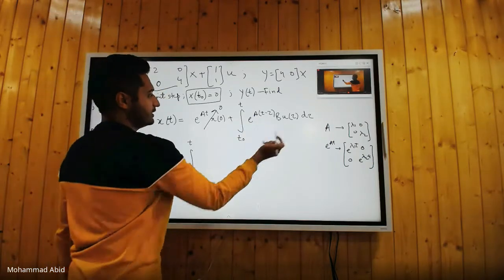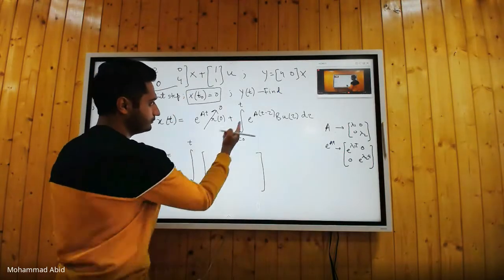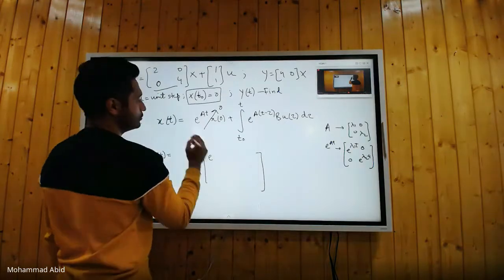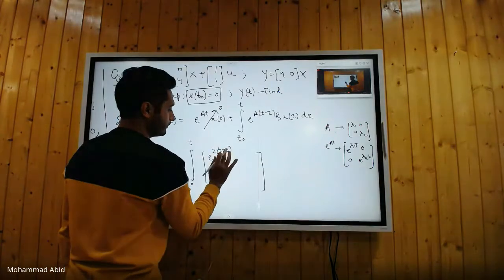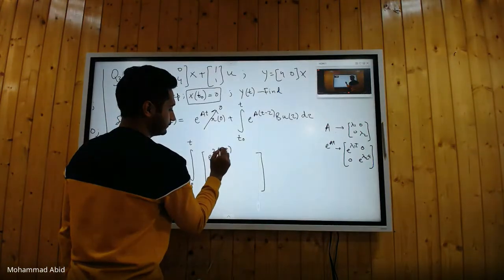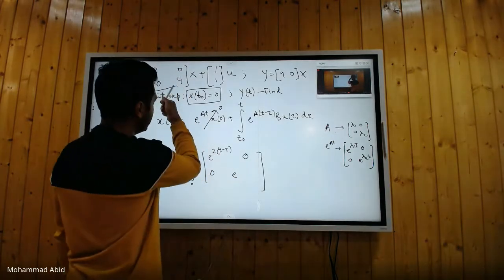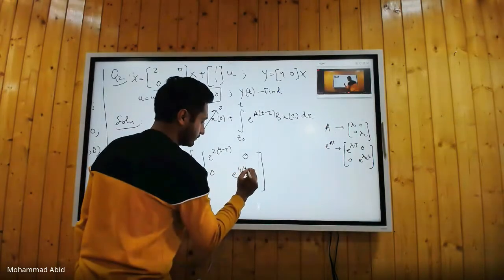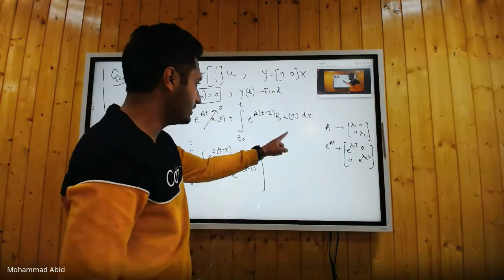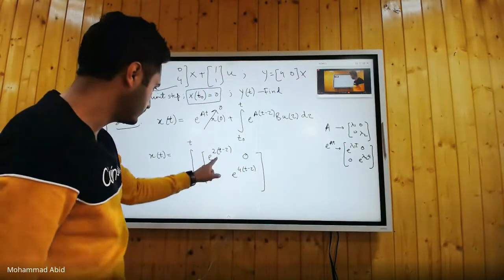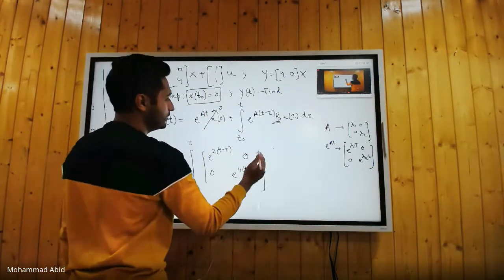So what's e to the power A(t minus tau)? This will be a matrix, isn't it? So it will be e to the power 2(t minus tau), 0, 0, e to the power the second diagonal entry, 4(t minus tau). That's your e to the power A(t minus tau). The variable here is t minus tau. Instead of t, I'm supposed to use t minus tau, times this B. B is 1, 1.